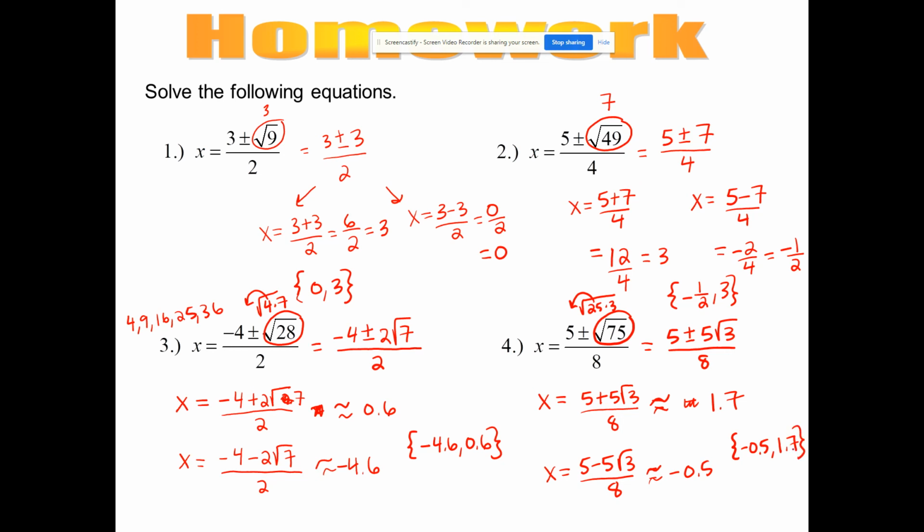Okay, so that's how you do these. That's how you reduce them. That's how you use Desmos.